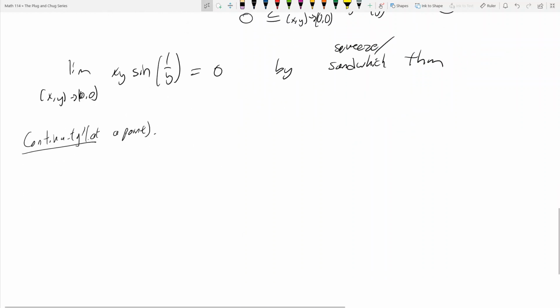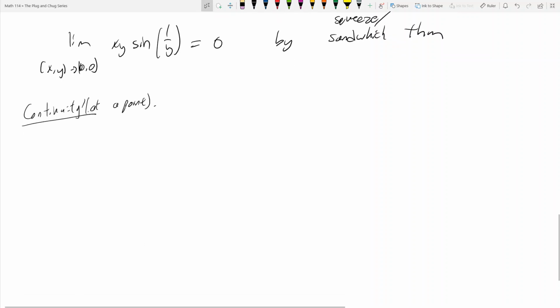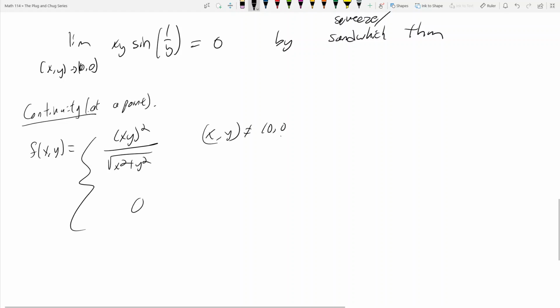Well, a lot of functions are defined piecewise, and then we can check the continuity at the certain point that's in question. So for example, let's take a look at this following function. f of xy is equal to xy squared divided by the square root of x squared plus y squared for xy not equal to 0, 0. And then it's 0 if xy is equal to 0, 0. So everywhere else in the xy plane, it's going to be this guy up here, and at 0, 0, it's going to equal 0.